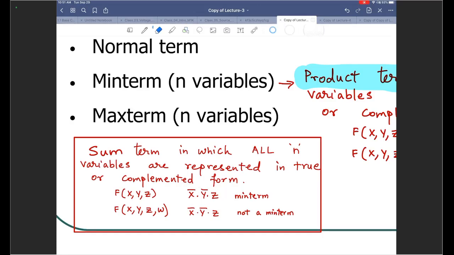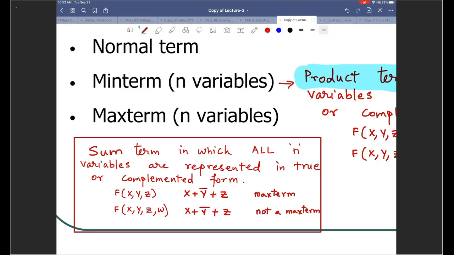So all I would have to do is change the ANDs to ORs. That is a maxterm. But the same thing, if the function has 4 variables, is not a maxterm. So a maxterm is any term which is a sum in which all the input variables are represented. All the terms in canonical sum of products need to be minterms. You got it. That's the definition that we are going to write on the next slide.